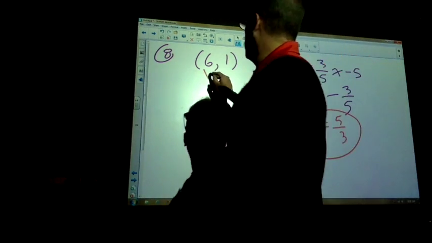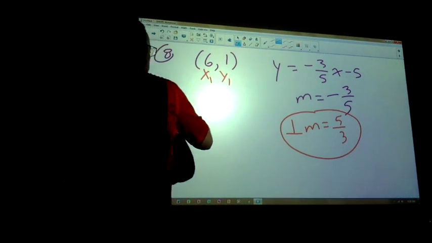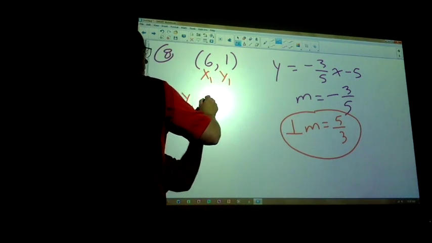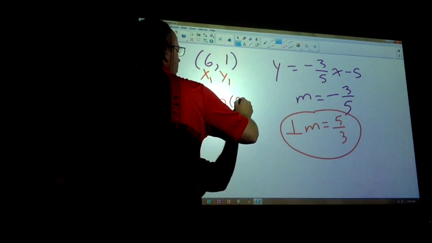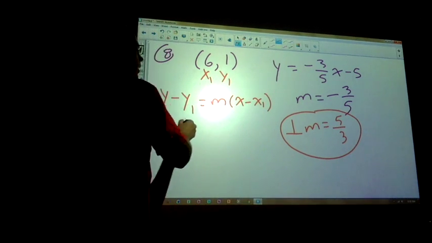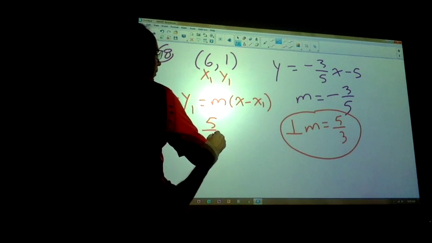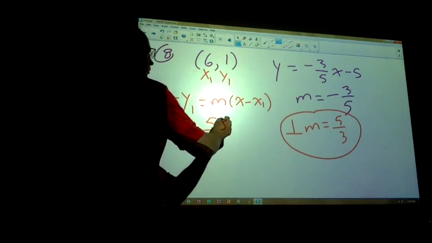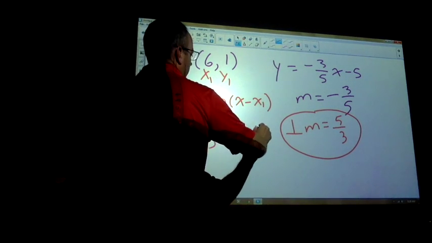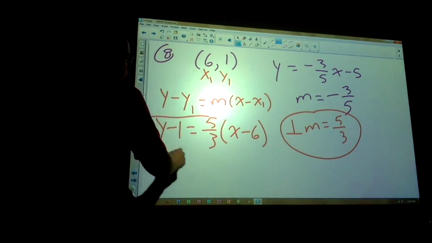So I got x1, y1. You get y minus y1 equals m times x minus x1. Cool? So I get y minus 1 equals 5/3. Why am I using 5/3? What did I ask for? Perpendicular. There you go. So here we are.